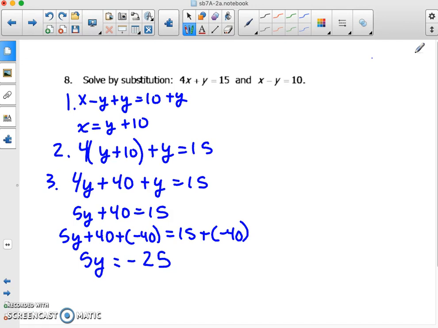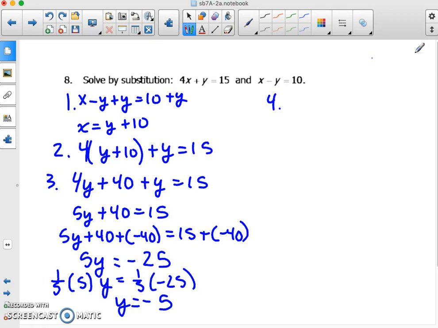And then from here, I'm going to multiply both sides by the reciprocal. 1/5 times 5 times y equals 1/5 times negative 25. And I'm going to get y equals negative 5. So I know that y is negative 5. So then I'm going to come over here to step number 4. I'm going to take this negative 5, put it into this equation right here that I solved in step 1. I already have it set up for x, so I know that x is going to equal negative 5 plus 10. X is going to equal 5.